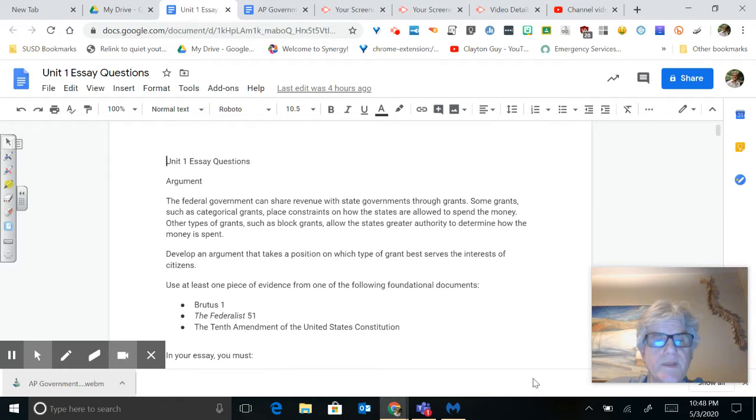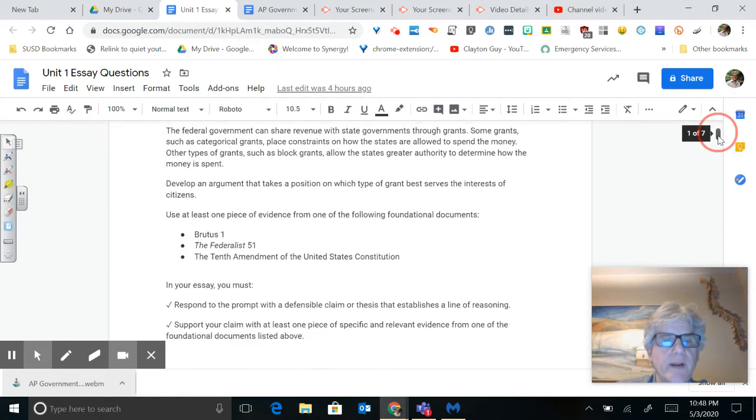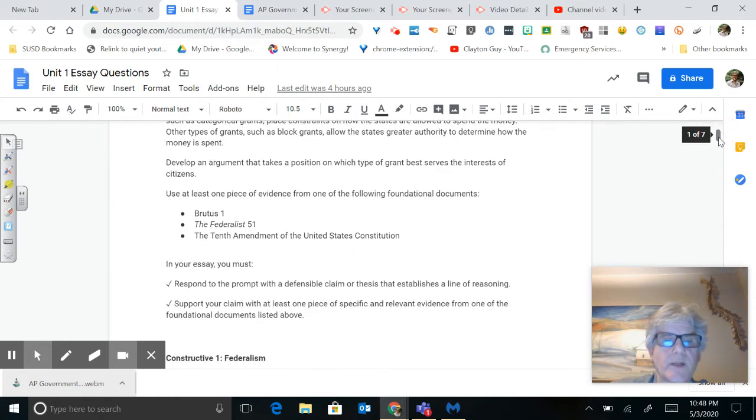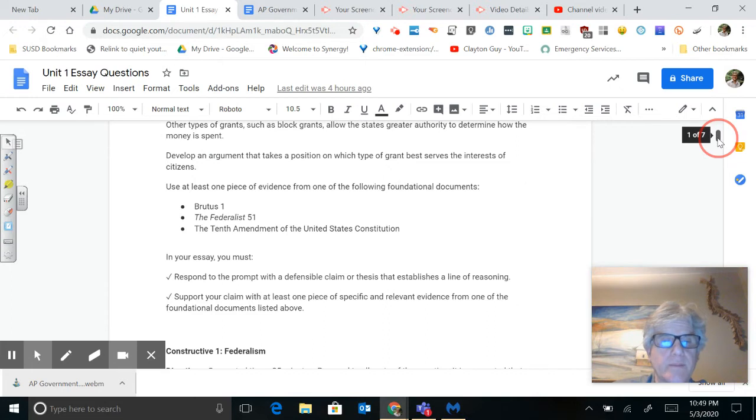Use at least one piece of evidence from one of the following foundational documents: Brutus 1, Federalist 51, the 10th Amendment of the Constitution. In your essay, you must respond to the prompt with a defensible claim or thesis that establishes a line of reasoning. Support your claim with at least one piece of specific and relevant evidence from one of the foundational documents. That's Brutus 1, Federalist 51, or the 10th Amendment.